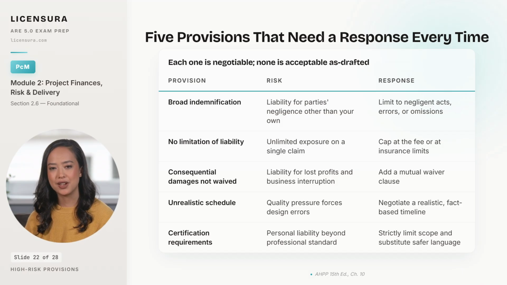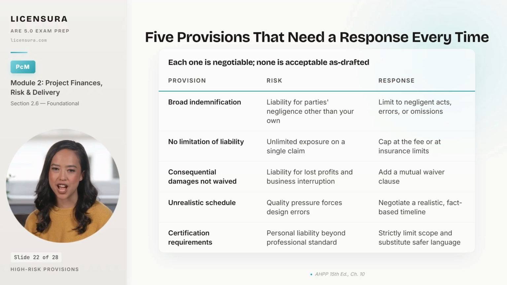No limitation of liability means a single claim could exceed everything your firm is worth, so cap it at the fee or at insurance limits. A consequential damages waiver is the difference between paying for the cost to fix a defect, which is reasonable, and paying for the owner's lost rental income for 3 years, which is not. Always negotiate a mutual waiver. Unrealistic schedules force errors. They are not a heroic challenge. They are a quality control failure waiting to happen, and they show up in claim histories. Negotiate timelines that are grounded in actual deliverable volume.